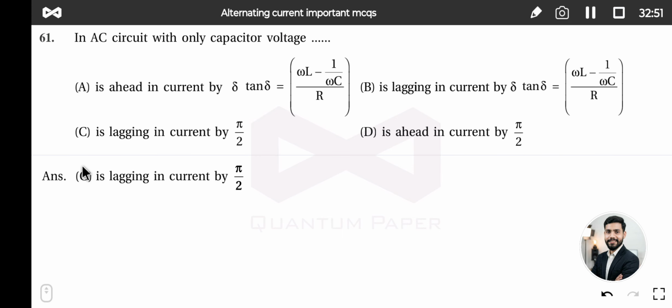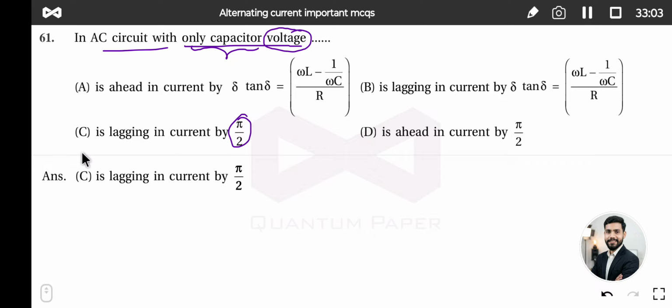Next question. In AC circuit with only capacitor. Okay, so in case of only capacitor, the voltage is lagging the current by pi by 2. So the correct answer is C, voltage is lagging the current by pi by 2, because in a capacitor circuit, current leads the voltage by pi by 2.